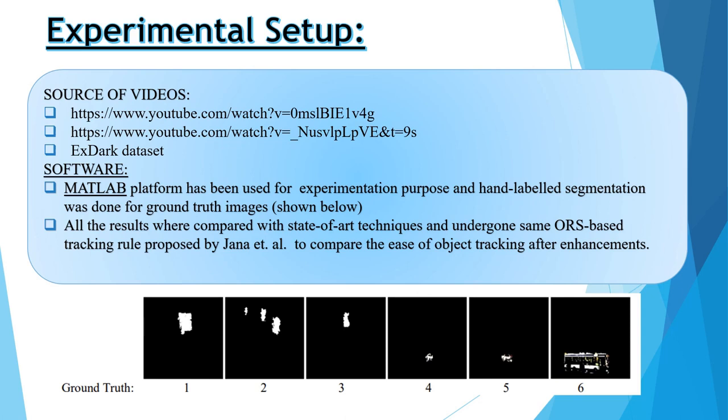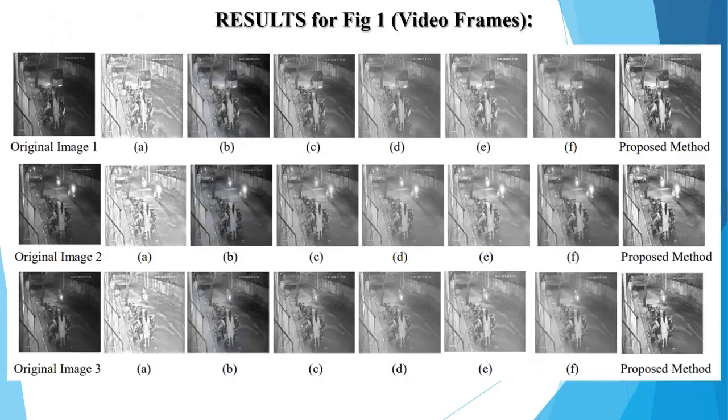To demonstrate how our proposed way of improving low light images aids in better segmentation and subsequently tracking, we employed a similar tracking algorithm across all the methods, that is the ORS tracking rule. The original images and the comparison approach are shown in figure 1. This footage was captured from a low light surveillance system.